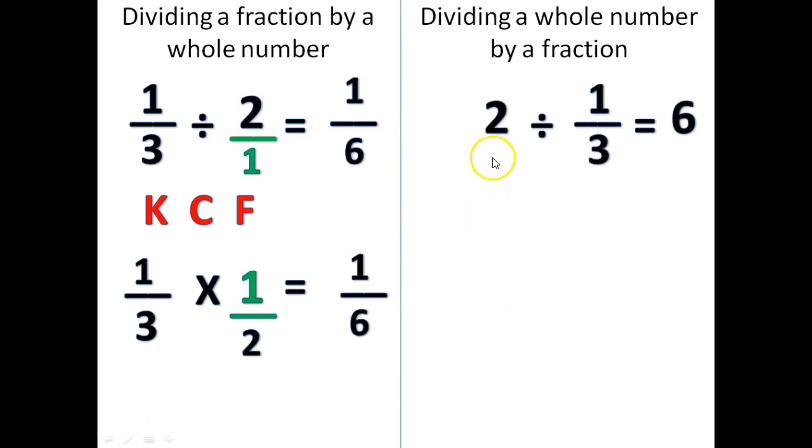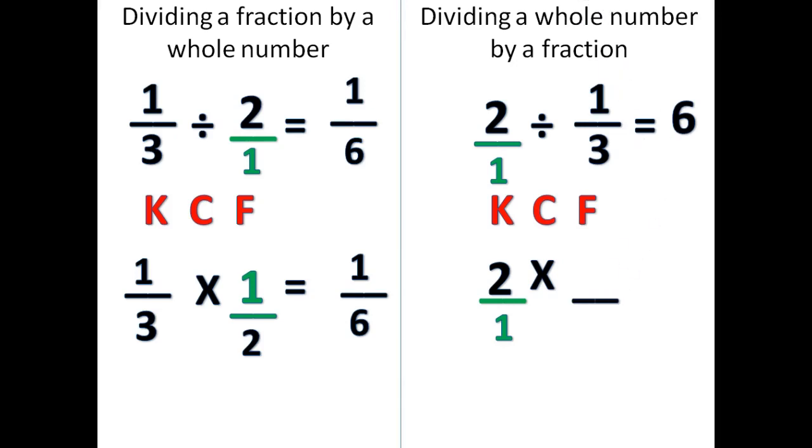On this side, again, you would put a 1 under the whole number, and then you would multiply by the reciprocal of the 1/3. And again, we can use KCF, keep, change, flip. So you keep the first fraction, you change the division sign to multiplication, and then you flip the second fraction. 1/3 would become 3/1. And then you simply multiply.